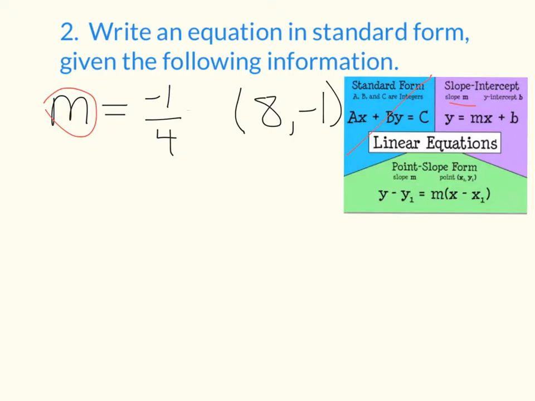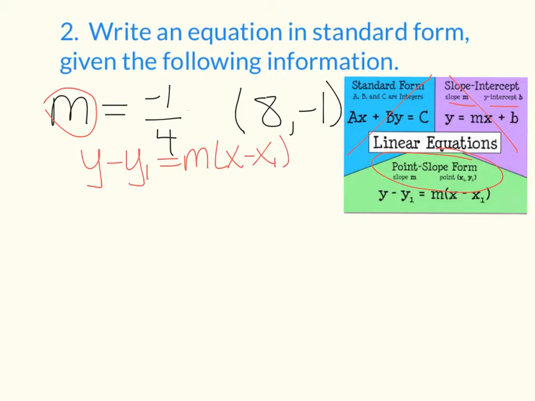Now this gives us slope and y-intercept. We don't have that, so we're not going to use that. So that means we need to use point-slope form. Point-slope form is y minus y sub 1 equals m times (x minus x sub 1). So there's a lot of stuff to sub in.